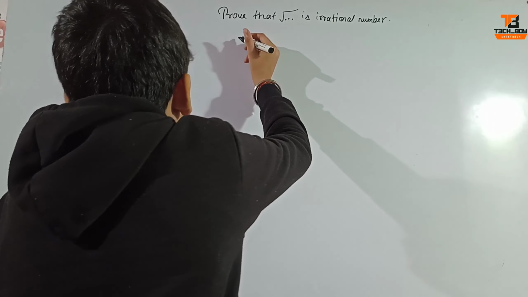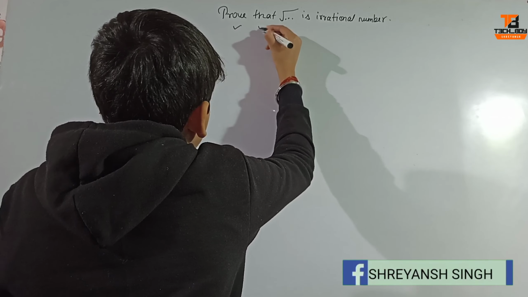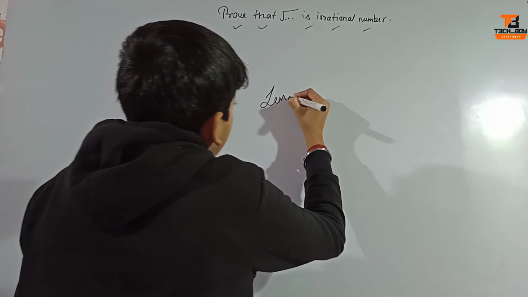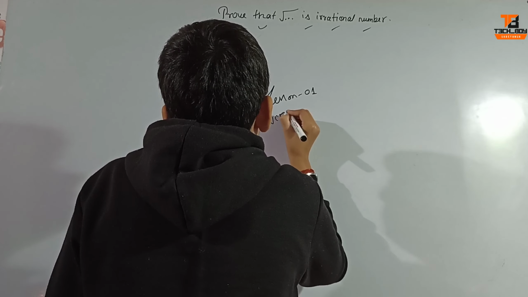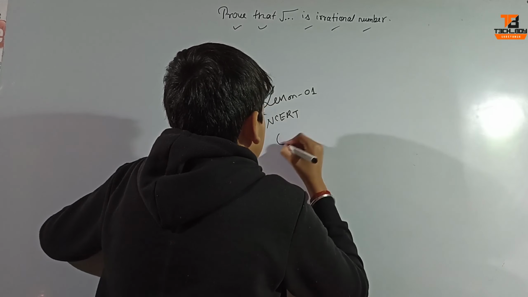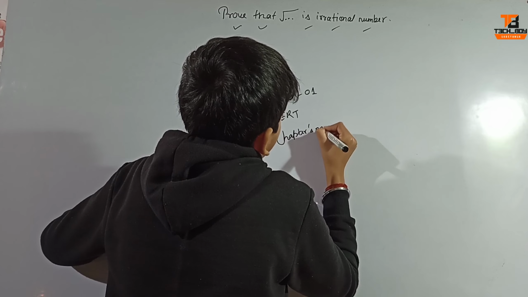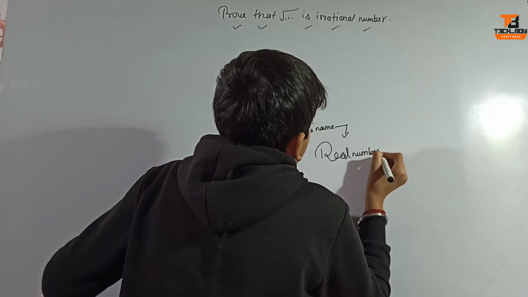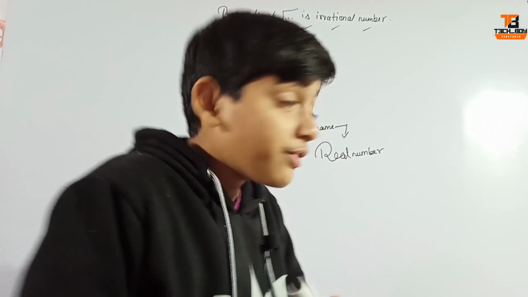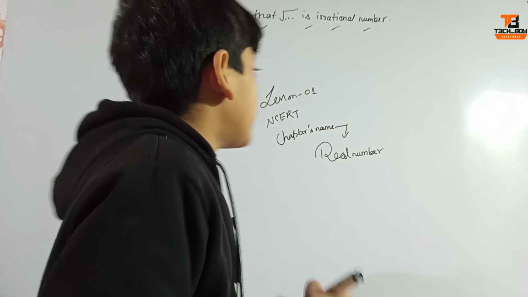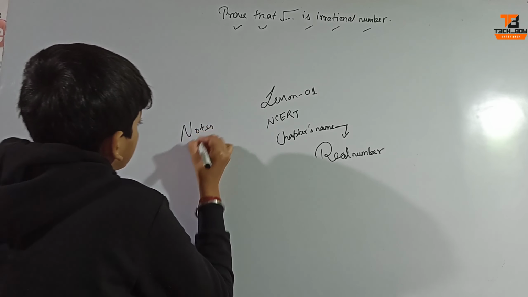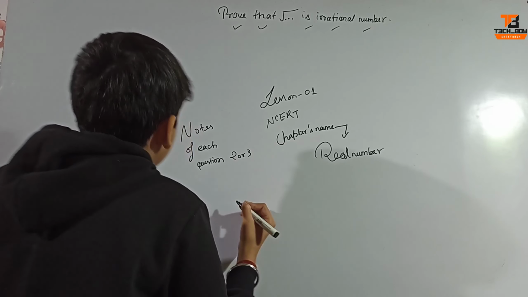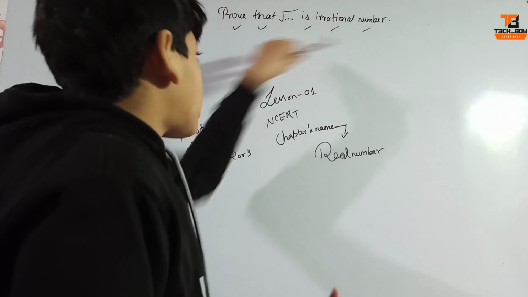As you all know, what we are going to discuss today is to prove that under root, anything is an irrational number. This is from chapter Real Numbers, the very first chapter of the NCERT book. Okay, the chapter's name is Real Numbers. And for each question that I have right here, you are going to get notes. We are going to do 2 or 3 questions today, in which I am going to make you totally understand this topic.